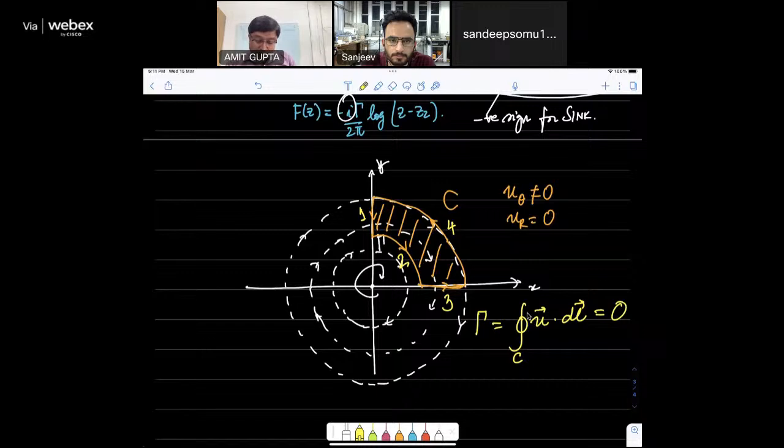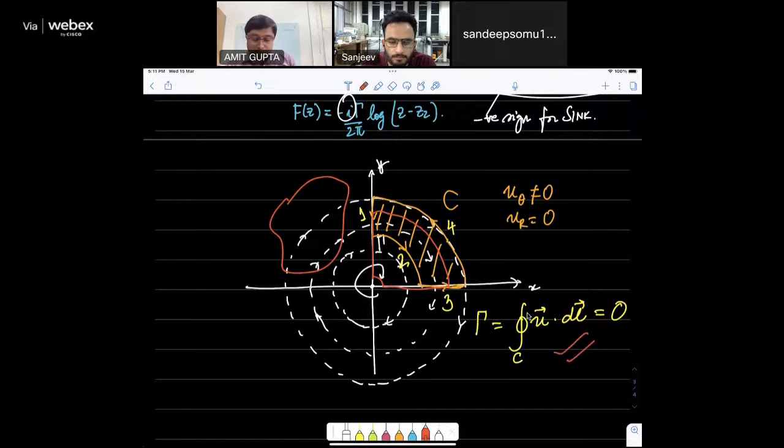You could take a new contour, say maybe of this type. I go almost near the origin, then I turn around, I go here, I turn around, something like this. Or you could take any irregular contour which doesn't include the origin. For all these contours, this will be true. U dot dl will be 0.